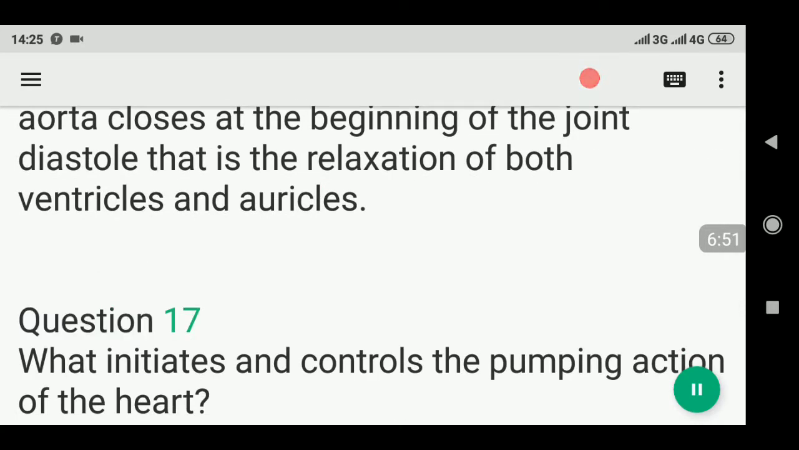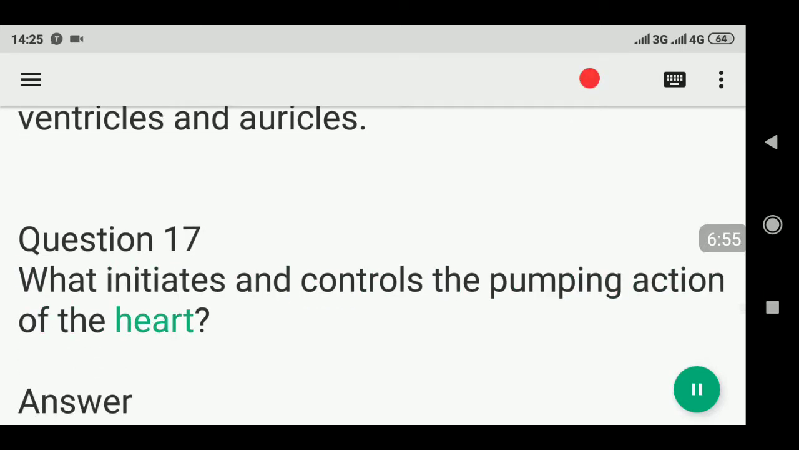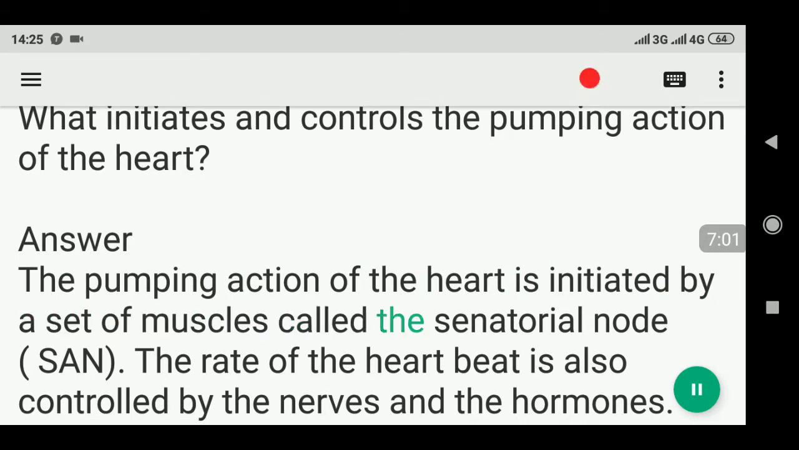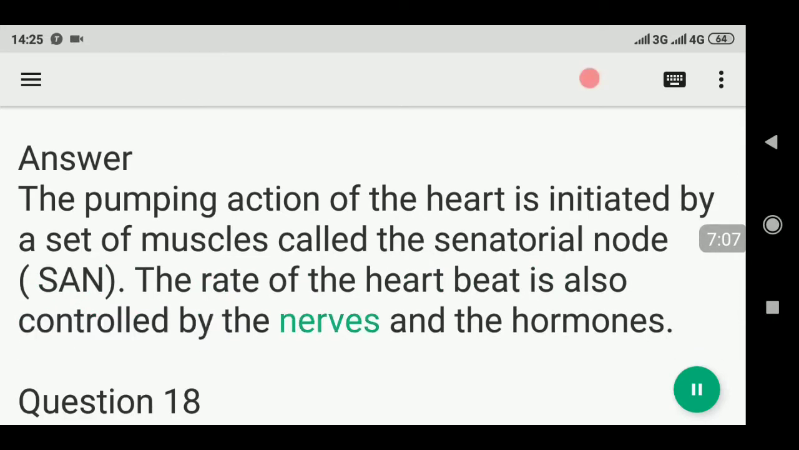Question 17. What initiates and controls the pumping action of the heart? Answer. The pumping action of the heart is initiated by a set of muscles called the sinoatrial node, SAN. The rate of the heartbeat is also controlled by the nerves and the hormones.